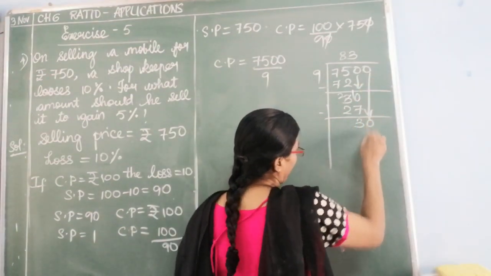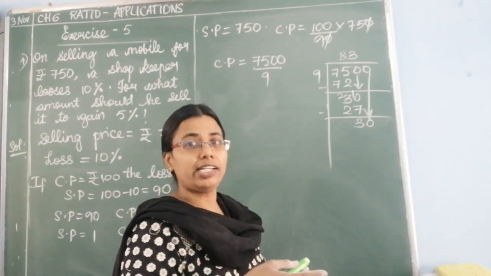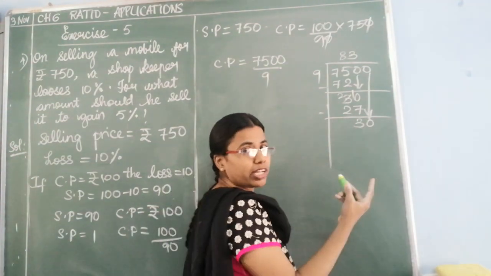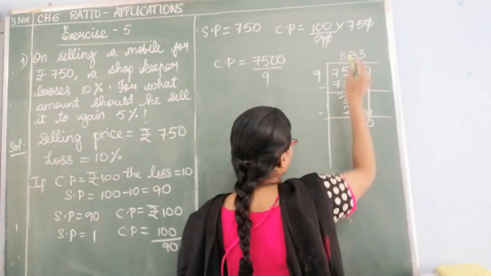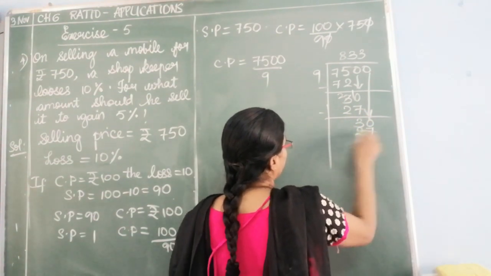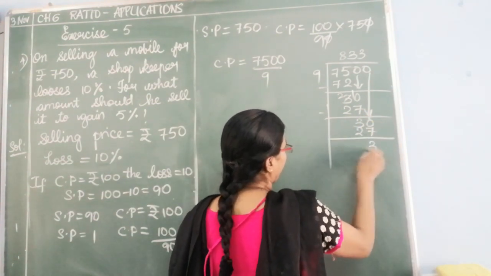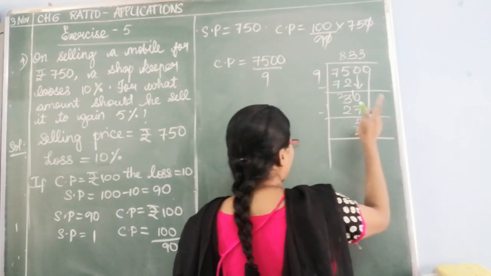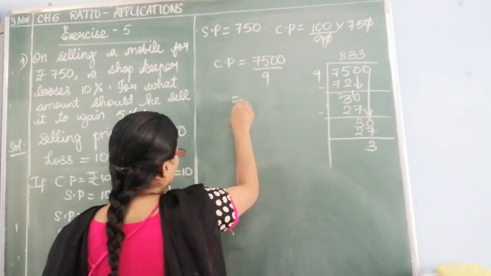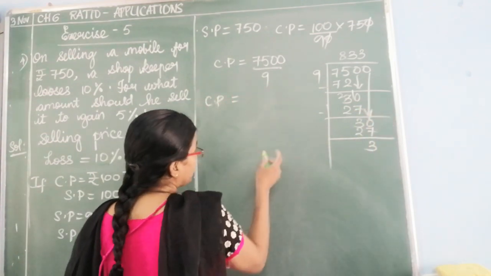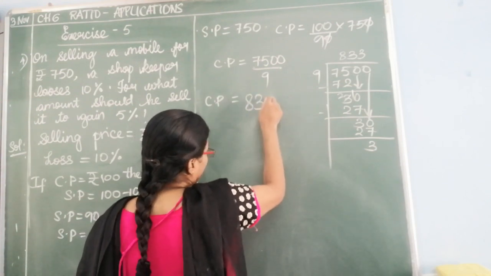Then bring this 0 down. 30. Now 9 table, when will you get 30? You will not get 30. So take the nearest one. 3 times, which is 27. So the remainder again is 3. So you can stop the division here and you can write it in the mixed fraction format.